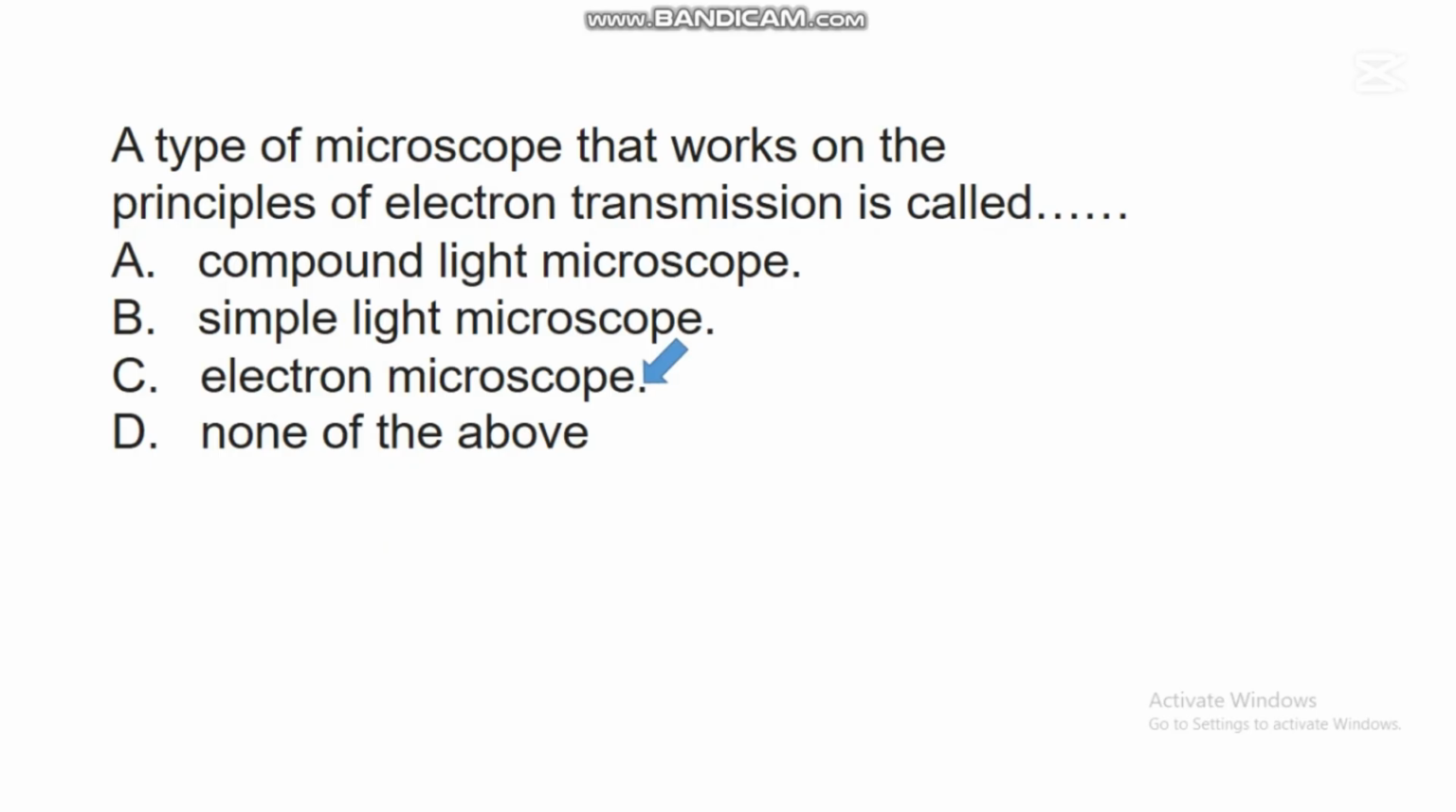Electron microscope. Electron microscope is a type of microscope that works on the principles of electron transmission. This microscope is very big in size and it has higher magnification power when compared with compound light microscope.